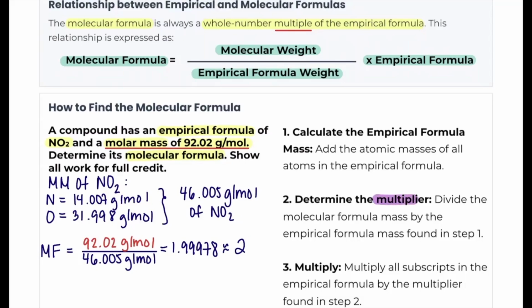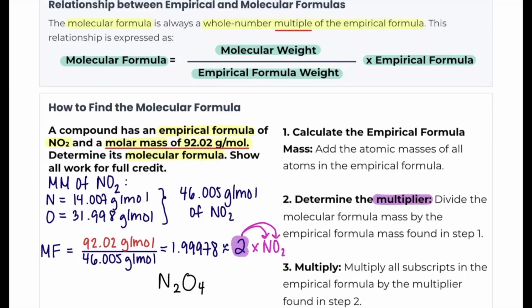So we can essentially take this 2 and now multiply it by the subscripts in the empirical formula of NO2. So 2 times 1 N, we end up getting N2. And 2 times the number of oxygen, so 2 times 2, that gives us 4. So our molecular formula is N2O4.